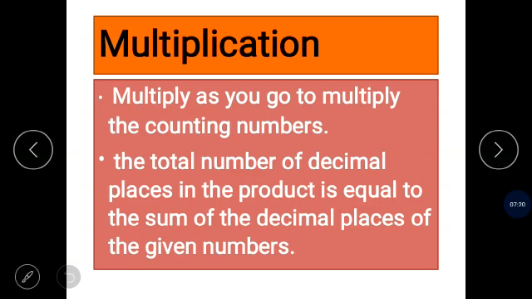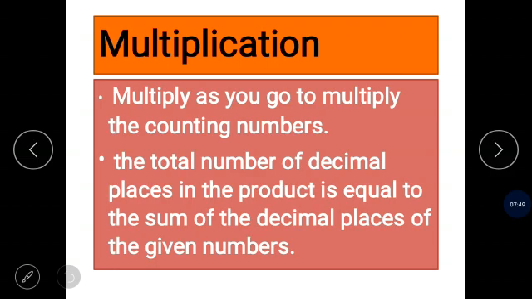In multiplication, you multiply the numbers as you multiply counting numbers. Now, the total number of decimal places in the product is equal to the sum of the decimal places of the given numbers. Okay, so let's see the example. From there you will understand.